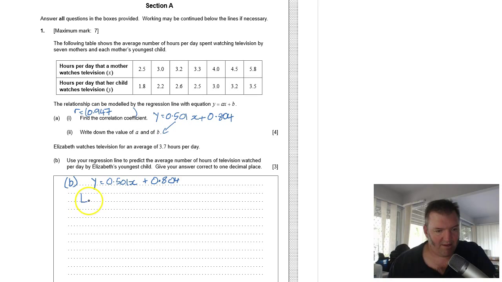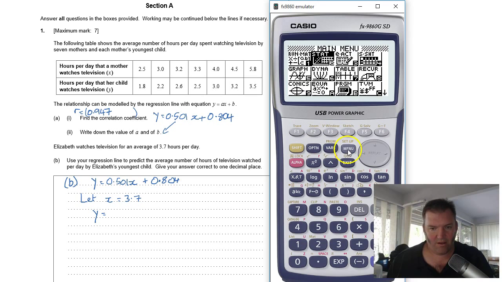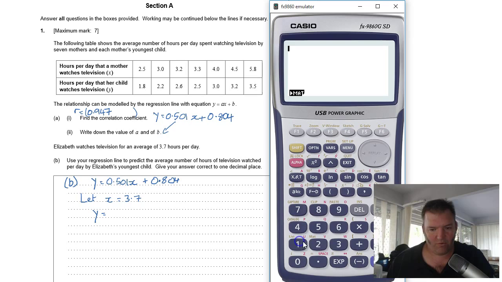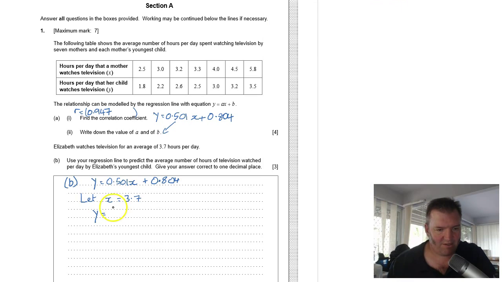And then I'm going to let, now Elizabeth is a mother, and the mother is x, that's pretty easy. So we're going to let x equal 3.7, y equals, and it's calculator time. So here it comes. Menu number 1. Now you could do this by copying that thing across into the graph, but we're not going to do that. So 3.7 times 0.501 plus 0.804 gives us a value of 2.6577.